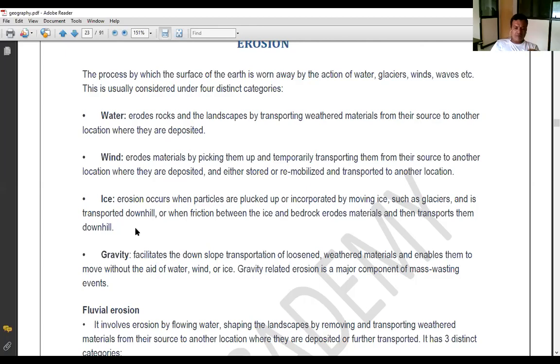So erosional landforms are formed at the top of the hill, while the depositional landforms are formed at the bottom of the hills. So that also we will see, which types of landforms are created by the erosion of the landforms and the deposition of the landforms due to the glaciers.